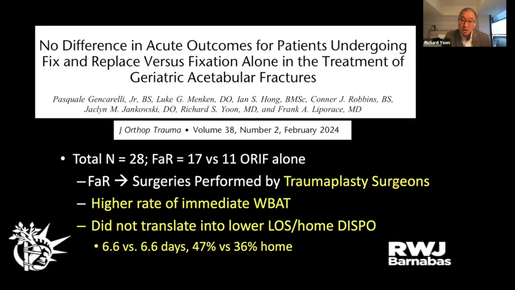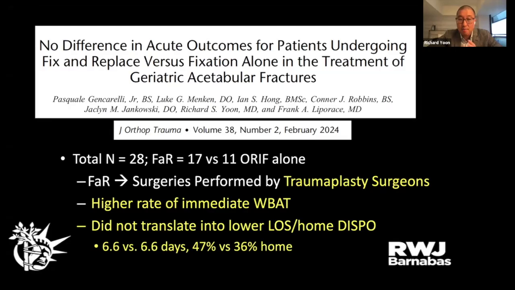Not surprisingly, because we self-select, it didn't translate into a lower length of stay or home dispo. If you look at our overall rates, it's less than 7 days for both populations. Almost a 50% rate of going home in the fix and replace versus 40%. But if you compare that to the ORIF literature alone, the numbers in the ORIF literature are significantly higher. I think this is a bias that we have at our center because we self-select who we're going to fix and who we're going to fix and replace. And again, about 90% of these patients were done in the same surgical anesthetic setting.